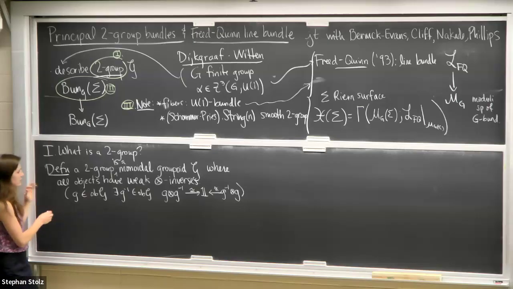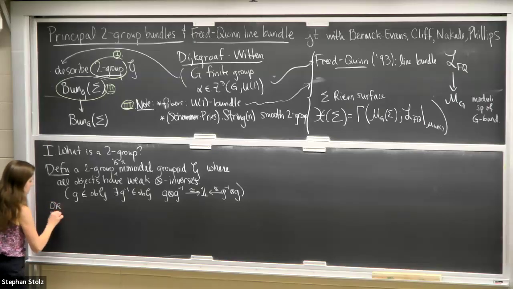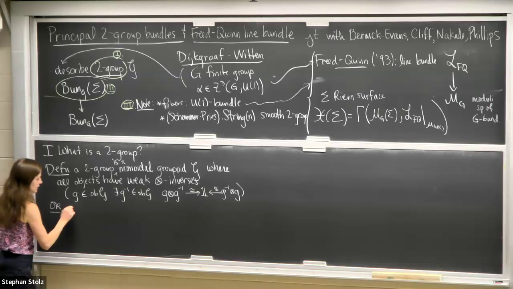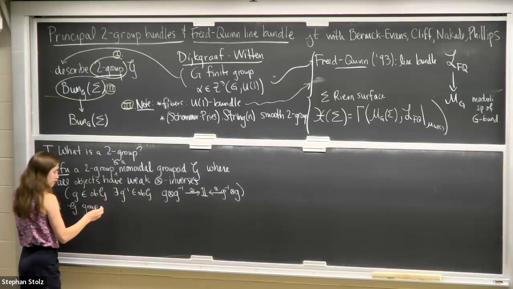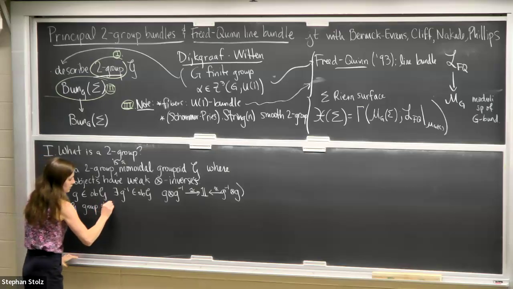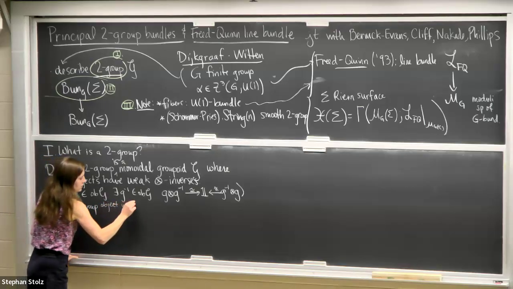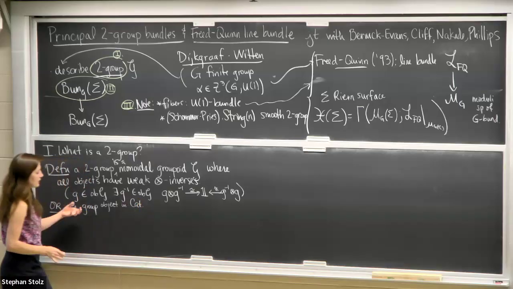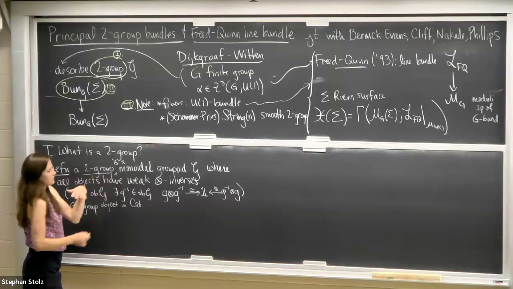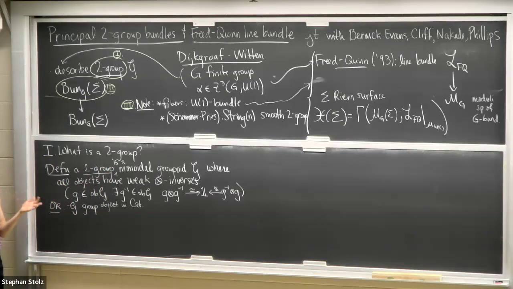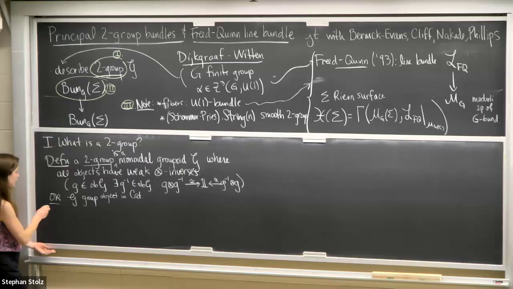Maybe another, equivalent way of saying this is that a 2-group is a group object in the 2-category of categories. Here I'm using a weak group object. And there are different flavors of 2-groups. You can have strict 2-groups, coherent 2-groups. I'm going to be dealing with the weaker sense, so these weak 2-groups. Okay, so maybe some examples.